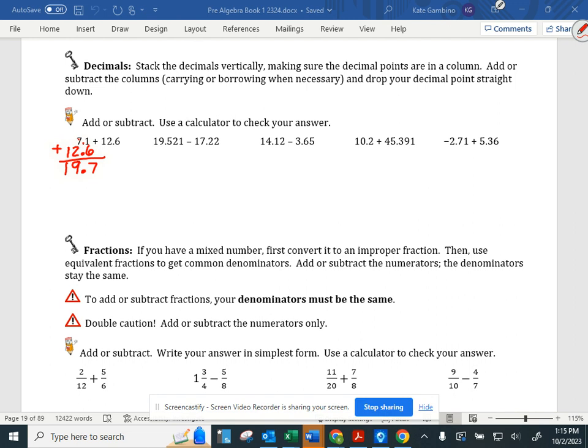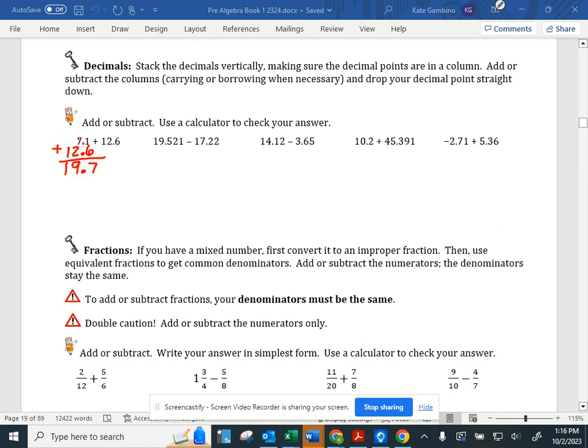Do we get gold stars for doing mental math on a test? No. So don't do it, because we make simple mistakes when we do mental math on tests. When we look at 7.1 plus 12.6 and say, let me do it in my head, that's when I make mistakes. So get in the habit of showing your work with this kind of math. Don't try to do mental math with it.